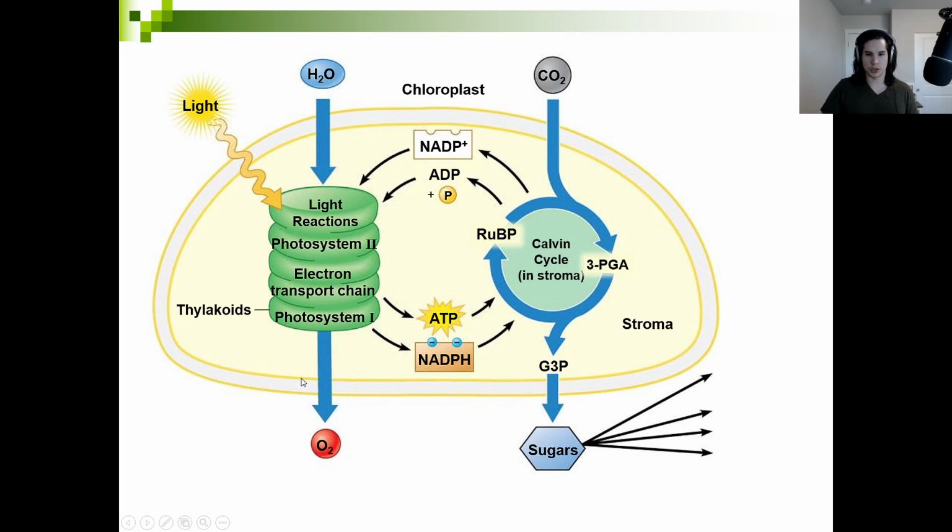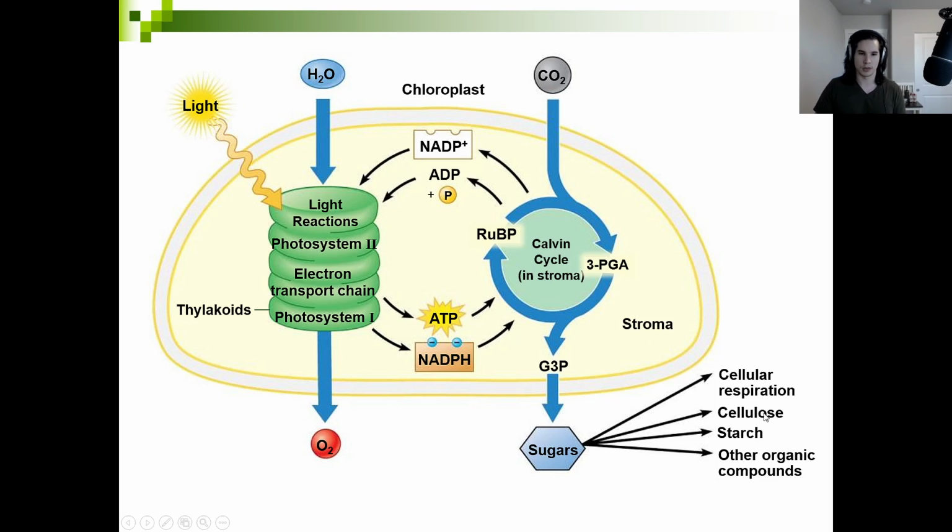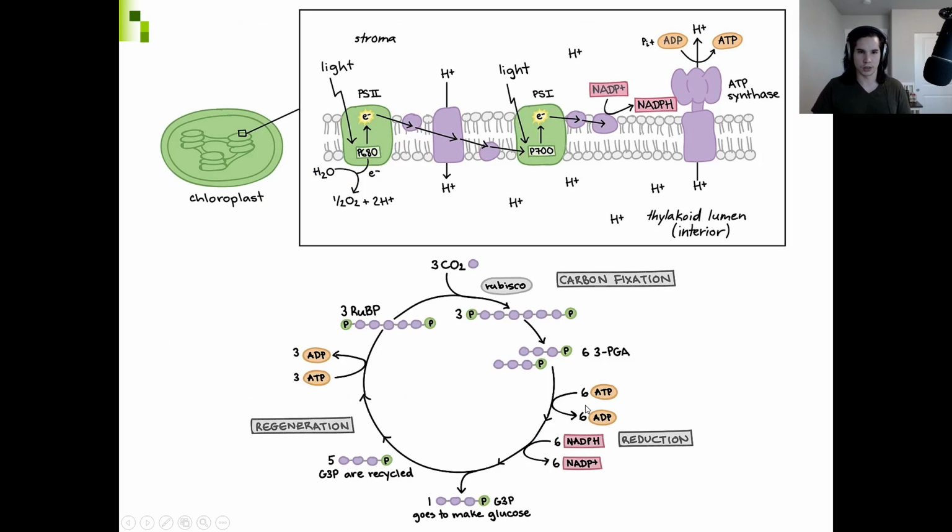Okay, and so this is just an overview for you guys to look at. These sugars could be anything. These sugars could be used in cellular respiration. Those sugars could be used to make cellulose, to make starch for storage, or other organic compounds. So photosynthesizers don't only use sugars for energy. They can use them for many other things. So they have many uses for sugars.